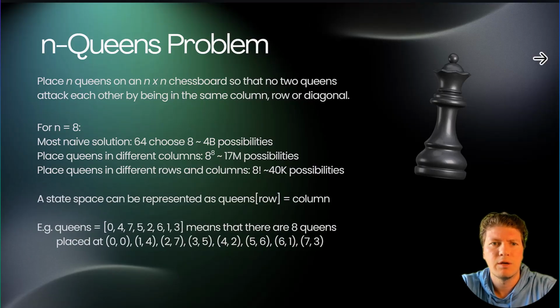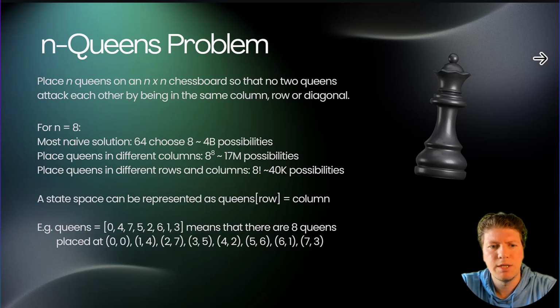Let's take a look at the n-queens problem. The problem is to place n queens on an n-by-n chessboard so that no two queens attack each other by being in the same column, row, or diagonal. So for example, for n equal to 8, the most naive solution is 64 choose 8, and that leads to about 4 billion possibilities. If we place queens in different columns, that narrows down the choices to 17 million possibilities. And if we place queens in different rows and columns, that leads to 8 factorial, which is about 40k possibilities.